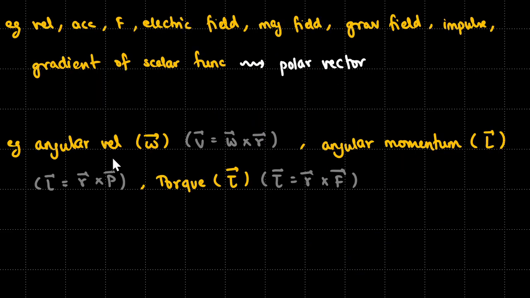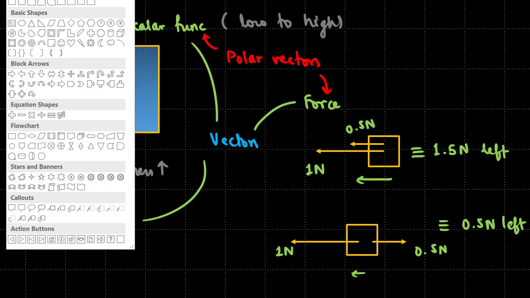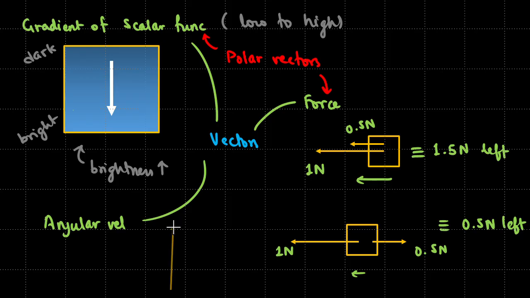So now let's talk about axial vectors. When we are talking about axial vectors, we are talking about rotation. Let's take angular velocity. When talking about angular velocity, we must talk about an object that is rotating. So axial vectors only come up when stuff is rotating.